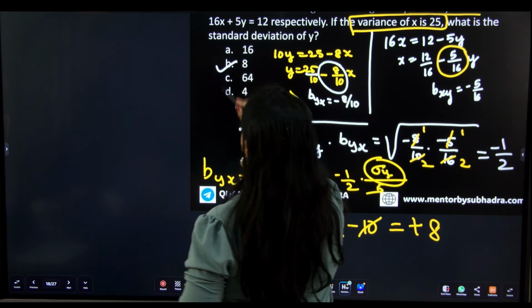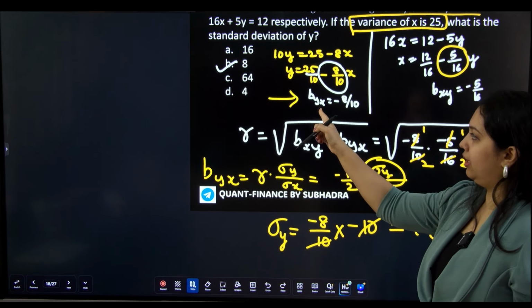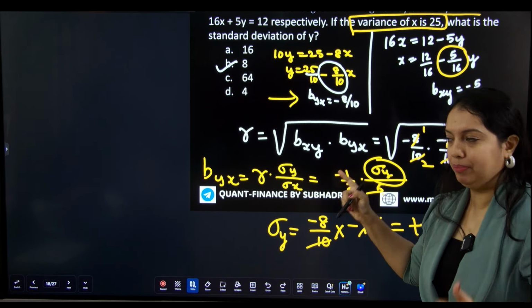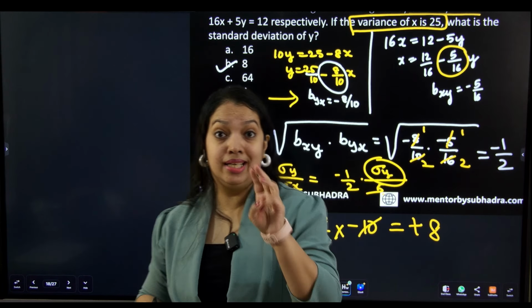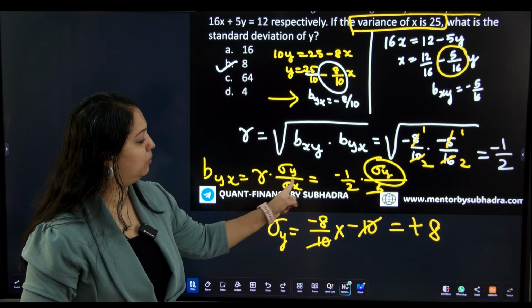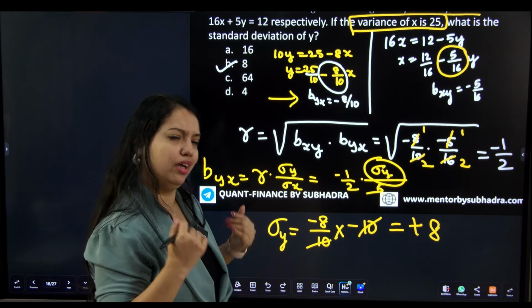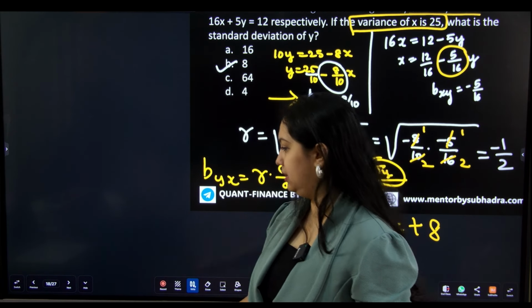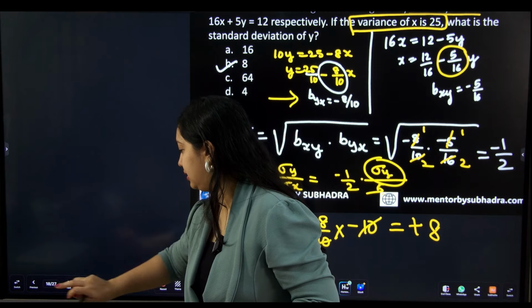So we followed 3 steps. Step number 1 is to calculate byx, bxy. Step number 2 is to calculate the r value. Step number 3, using this r value, calculate the sigma y value. 3 steps are there. In most of the correlation regression questions, the same formula we will apply. Next.